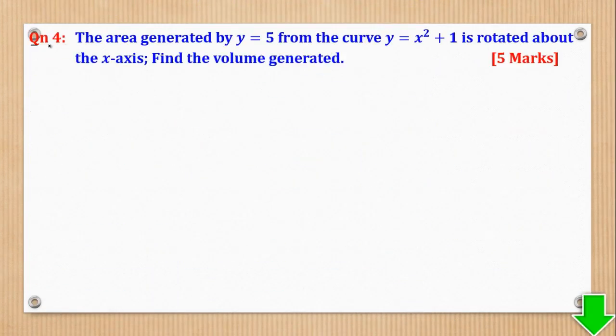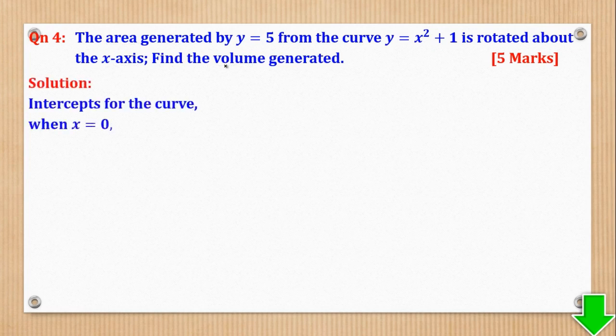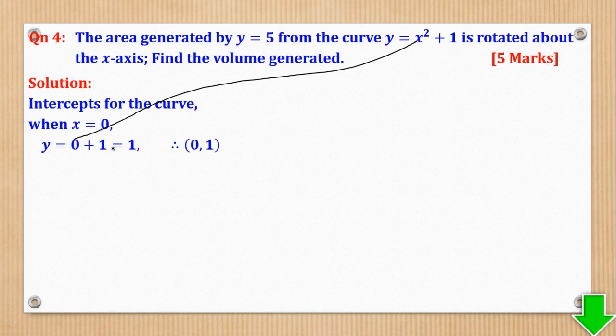Then question 4 says, the area generated by y equal to 5 and the curve this is rotated about the x-axis. Find the volume generated. So we shall need the intercepts of the curve. When x is 0, y is, substitute for x here to come up with y equal to 1, therefore the coordinate is that.